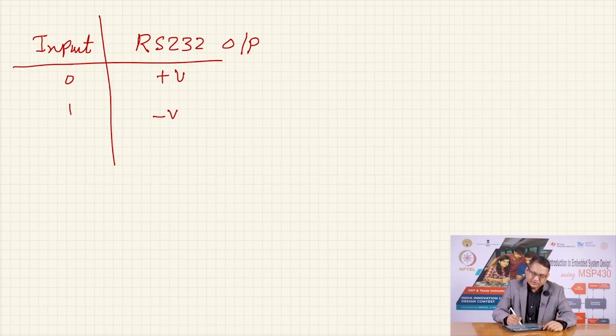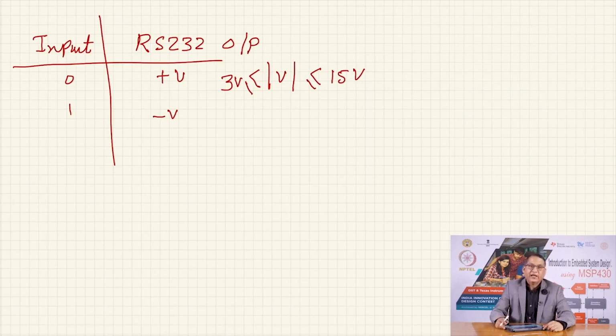And what are these voltages? The value of V could be anything greater than 3 volts and less than 15 volts, which means this line driver and similarly this line receiver has to have a separate power supply. For example, let me give an example. Your microcontroller can be working at 3 volts, and the RS-232 line transmitter and line driver and receiver can work at plus minus 5 volt or plus minus 10 volt.